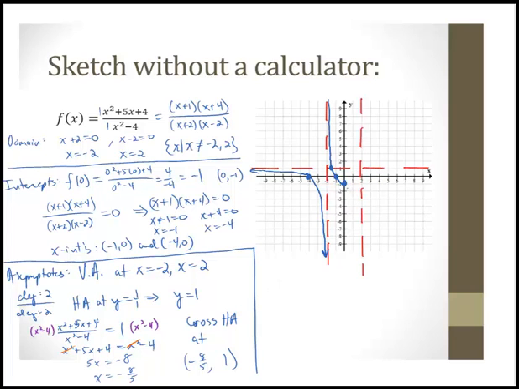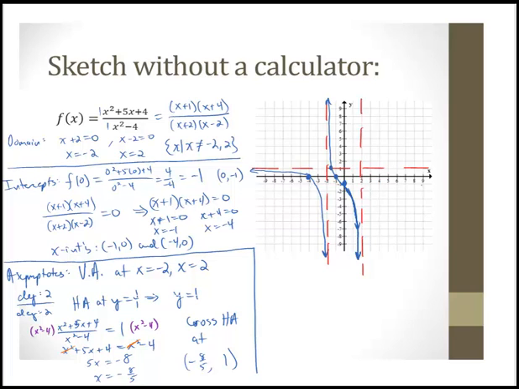Now, I could plot another point, maybe, to be sure what happens when x equals 1. So the question is, does it do this, or does it turn back over and do this? Well, it can't turn back over, because if it did, I would have another place where the curve crossed the horizontal asymptote. So I know it must trend downward.